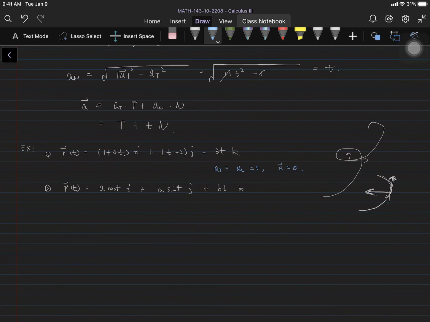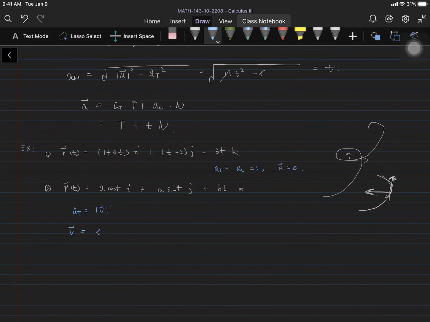If we look at r(t), the motion actually is a helix, right? Because z is bt, increasing with t. And x and y satisfy a circle, and the circle has radius a. Okay, so let's take a look at how to find AT. So AT definitely is going to be the derivative of the length of the v vector. So first step, let's find the v vector.